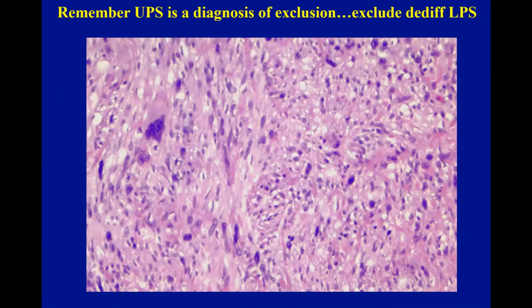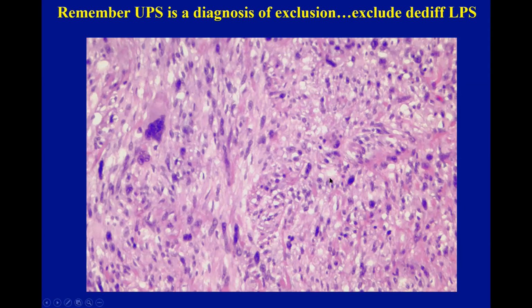Now, in most cases, that high-grade component essentially looks like an undifferentiated pleomorphic sarcoma. High grade, don't really have any distinguishing features. Immunohistochemistry is not generally helpful unless it's helping you establish the diagnosis of dedifferentiated liposarcoma. And of course, we used to call this in the old days pleomorphic spindle cell malignant fibrous histiocytoma. But now we know this as UPS, undifferentiated pleomorphic sarcoma. And it's important to remember that this diagnosis of UPS is a diagnosis of exclusion, and one of the most important things to exclude is dedifferentiated liposarcoma.